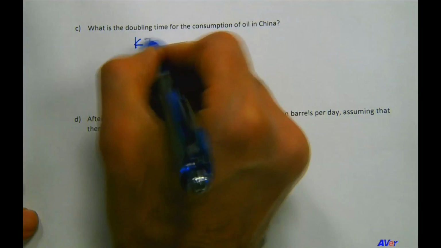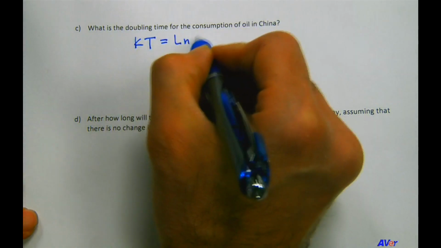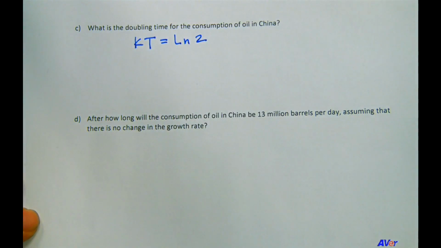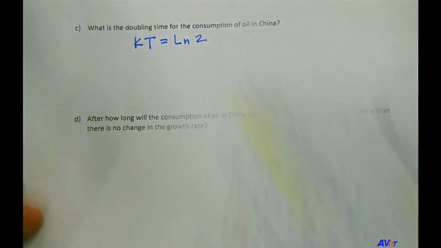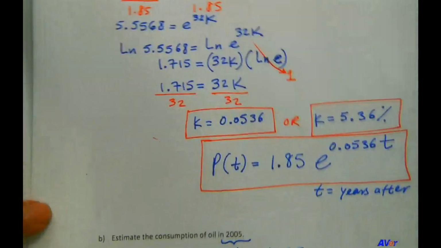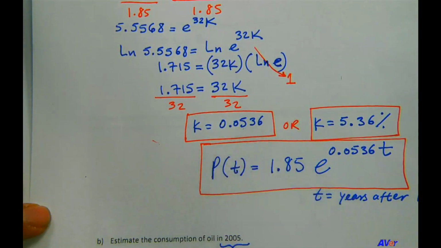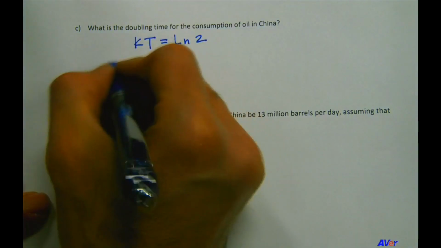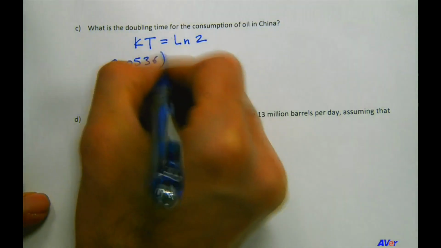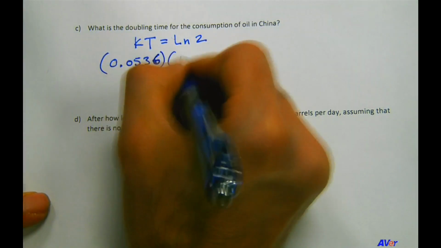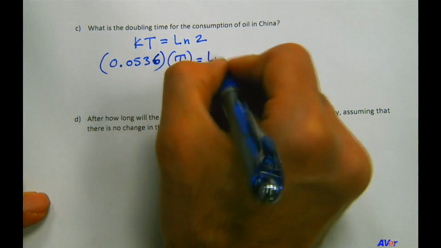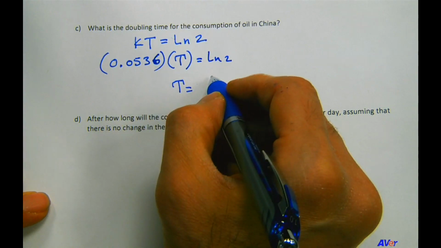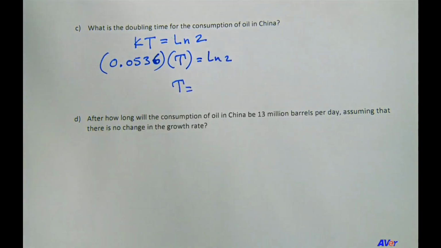So we have this nice formula, kt equals the natural log of 2. We already know what k is, right? k was 0.0536. That's k. So 0.0536 times t equals the natural log of 2. So t, which is the doubling time, right? They're asking for the doubling time.